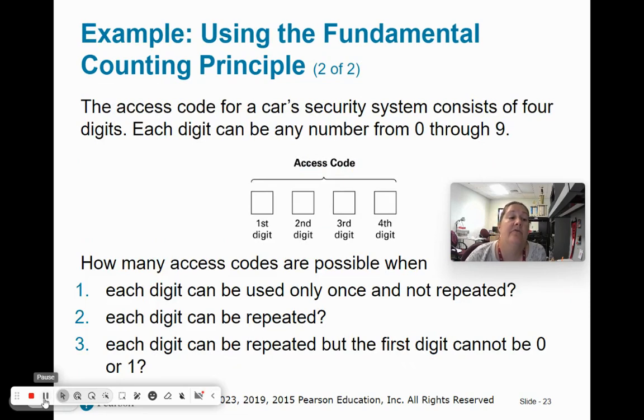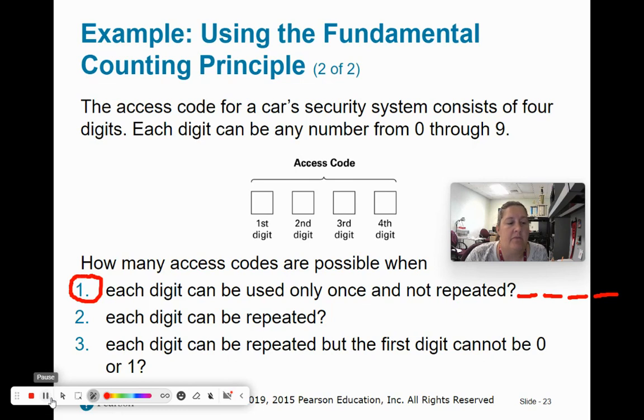The access code for a car's security system consists of 4 digits, and each digit can be any number 0 through 9. Realize that that is 10 options. So how many access codes are possible when each digit can only be used once and not repeated? Each digit can be repeated? And each digit can be repeated, but the first digit can't be 0 or 1?